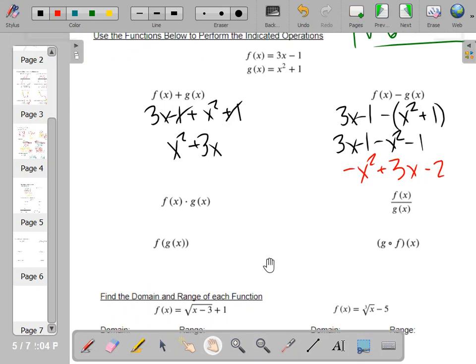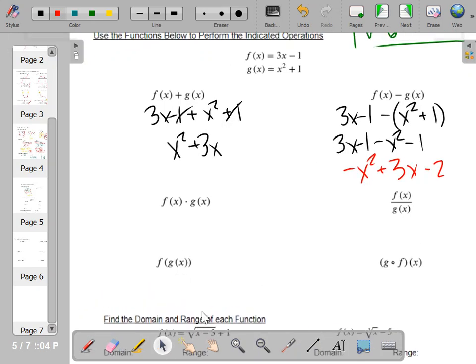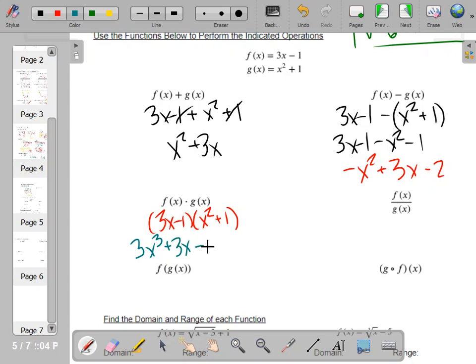f of g of x. To find f times g of x, you're going to multiply these two things together: 3x minus 1 times x squared plus 1. Now you need to FOIL. 3x cubed plus 3x minus x squared minus 1. Do we have any like terms? I'm sure we do. 3x cubed minus, no we don't. We just have to write it in standard form.